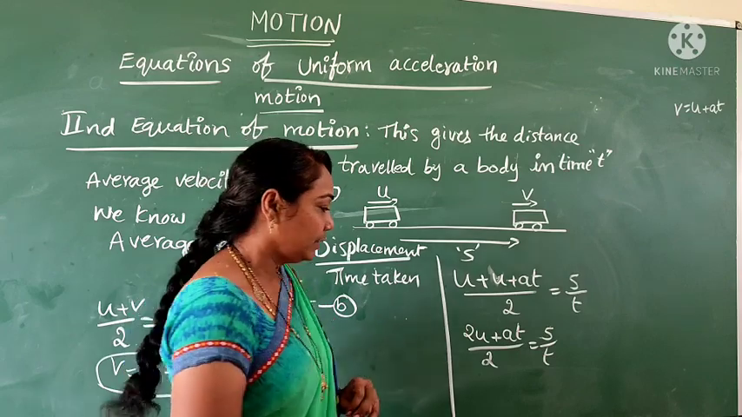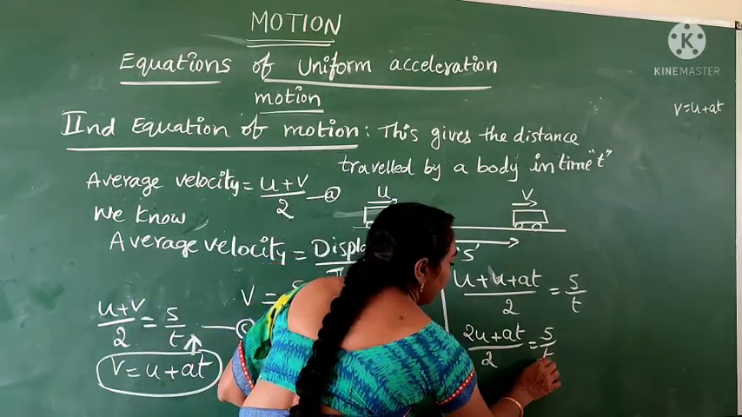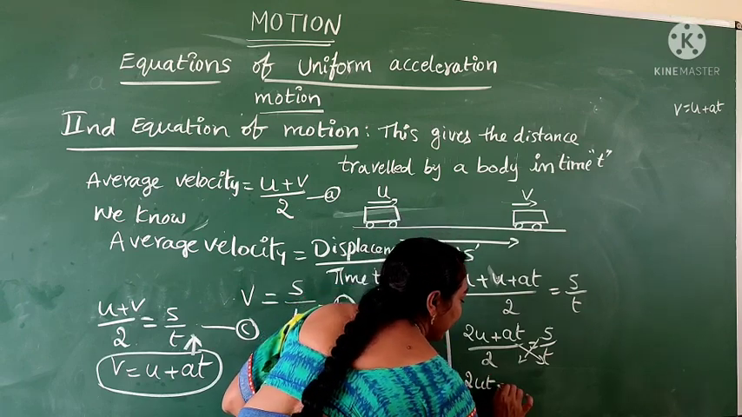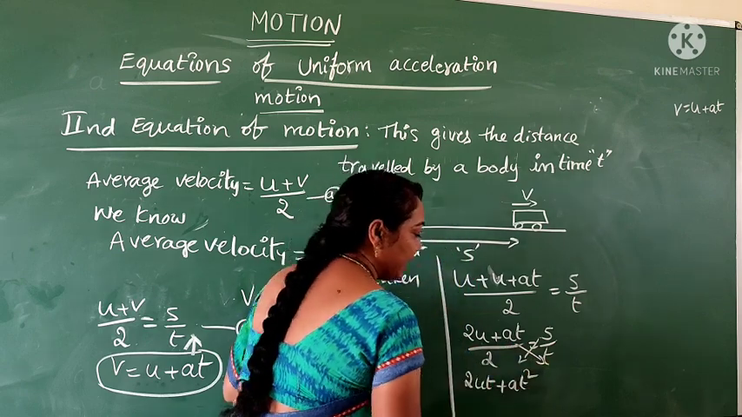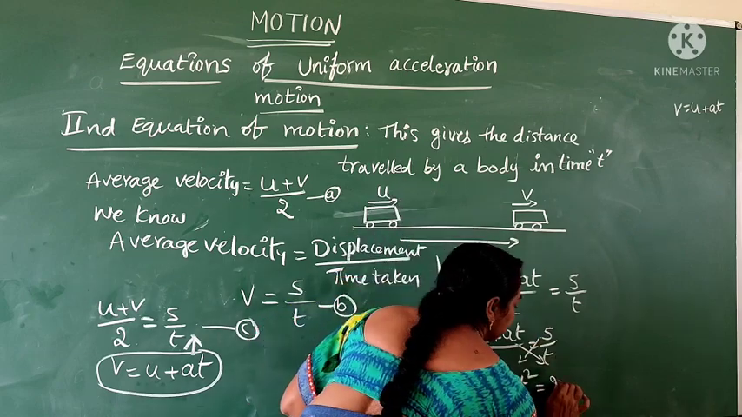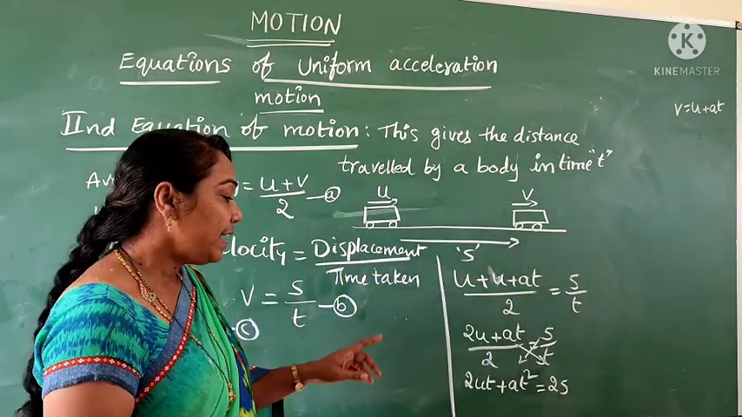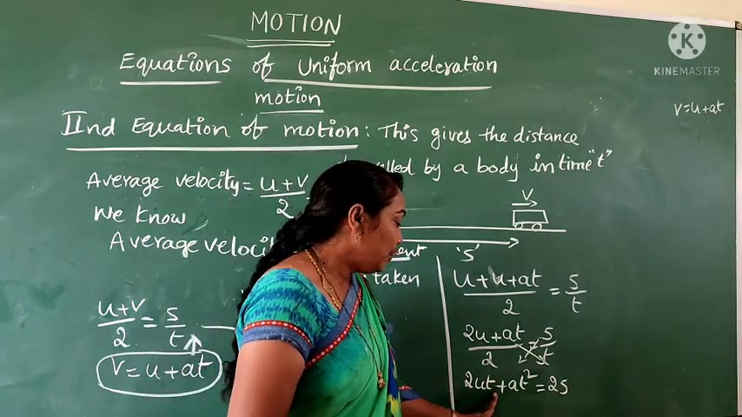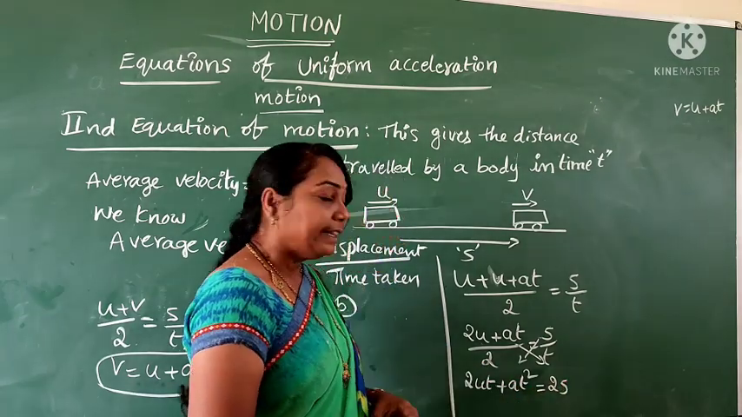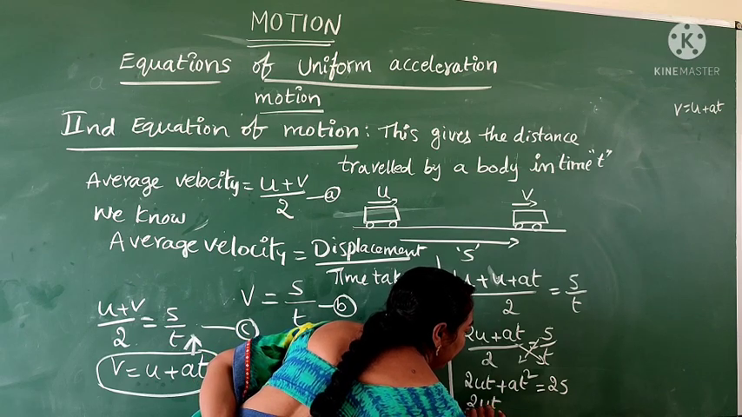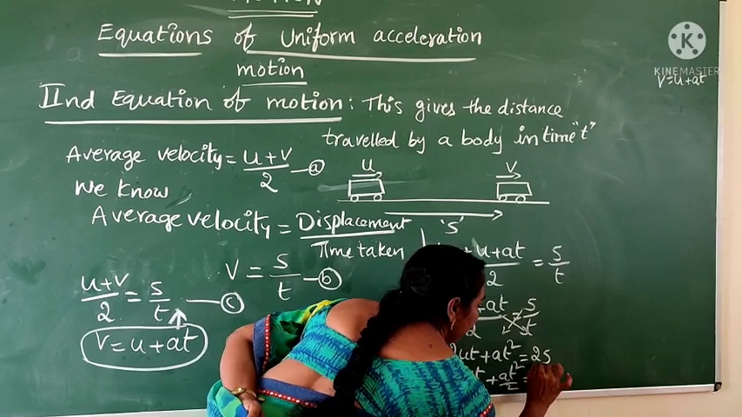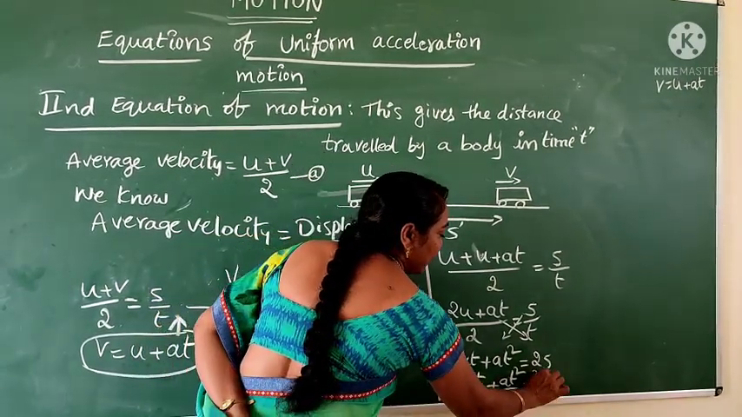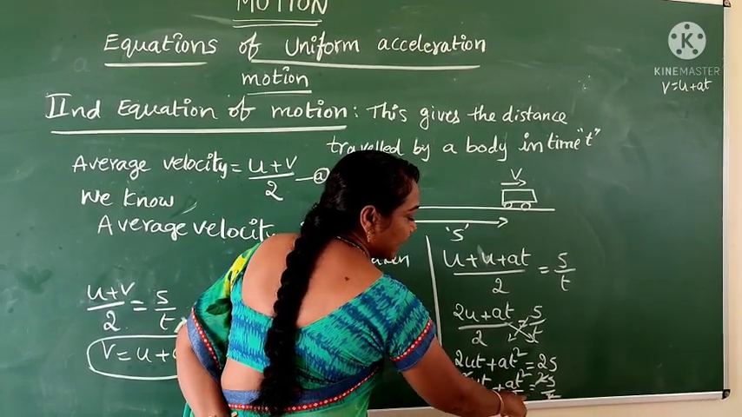By cross multiplication, we get 2ut plus at square, at into t, equal to 2s. Divide both sides by 2. Then we get 2ut by 2 plus at square by 2 equal to 2s by 2. By cancellation of 2 and 2, we get ut plus at square by 2 equal to s.